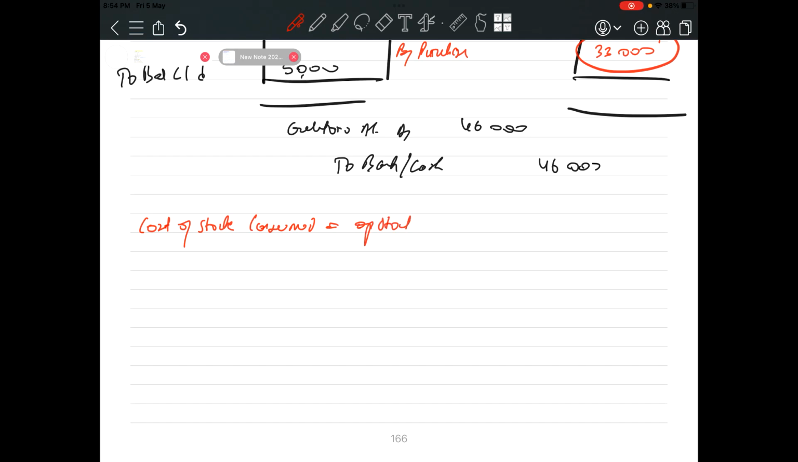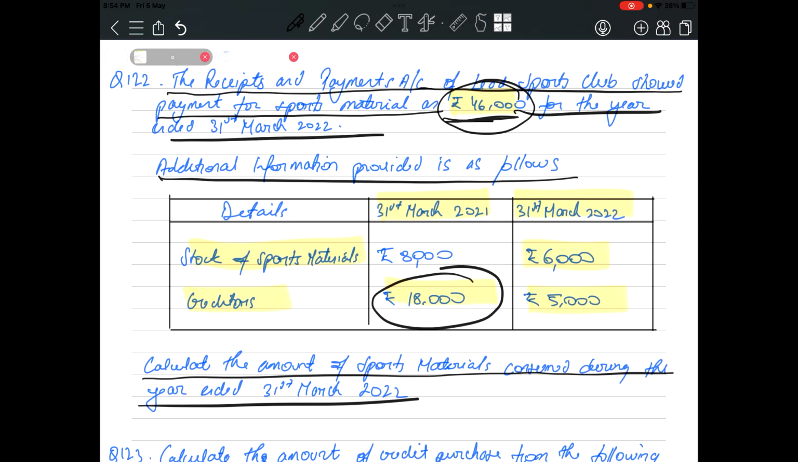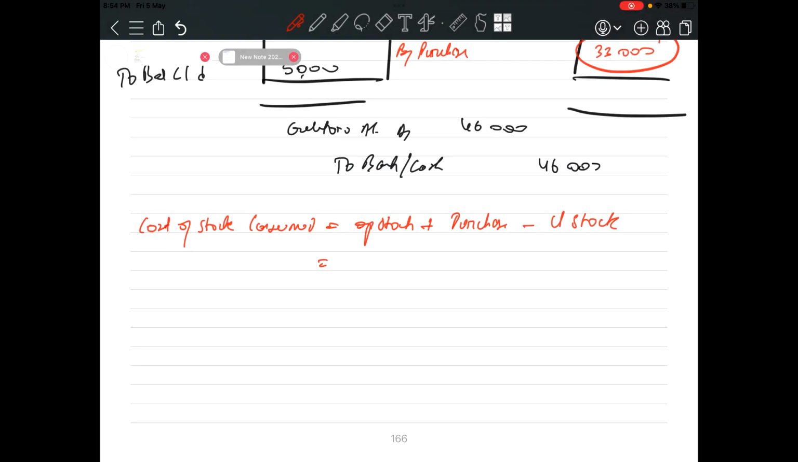What is the formula? Opening stock plus purchase minus closing stock. So what is opening stock? The opening stock is 8,000 and the closing stock is 6,000. And the value of purchase we calculated is 33,000. So what will be the value of sports material consumed? 8,000 plus 33,000 minus 6,000. So the answer for this question is 35,000.